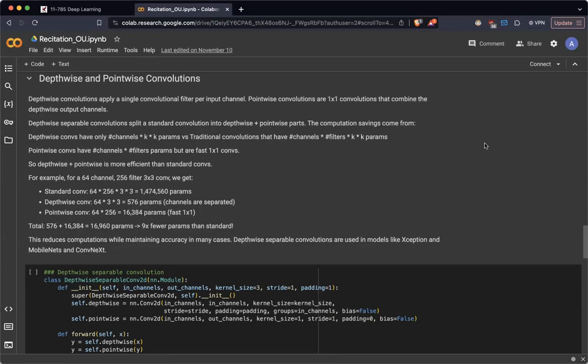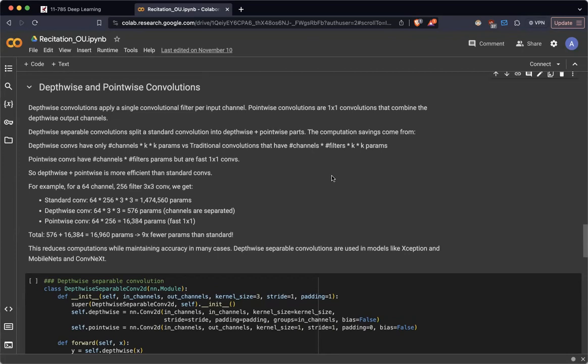All right, so let's also cover depthwise and pointwise convolutions. Depthwise convolutions apply a single convolutional filter per input channel. Pointwise convolutions are 1-cross-1 convolutions that combine the depthwise output channels. So what does this mean? With depthwise convolution, we apply a single filter per input channel, which is drastically more parameter efficient. And with pointwise convolution, we reduce the filter size to 1 times 1, which is significantly faster.